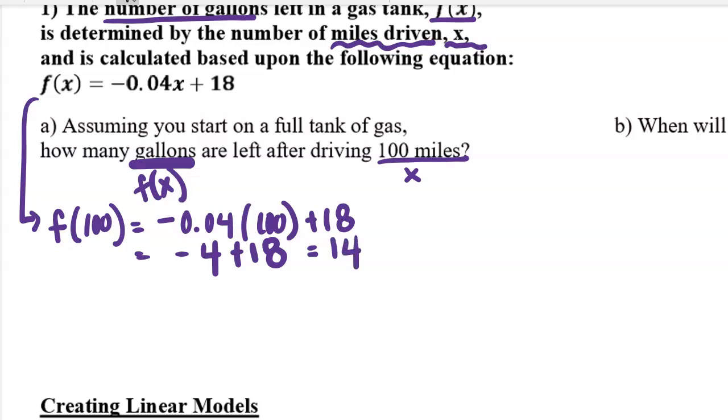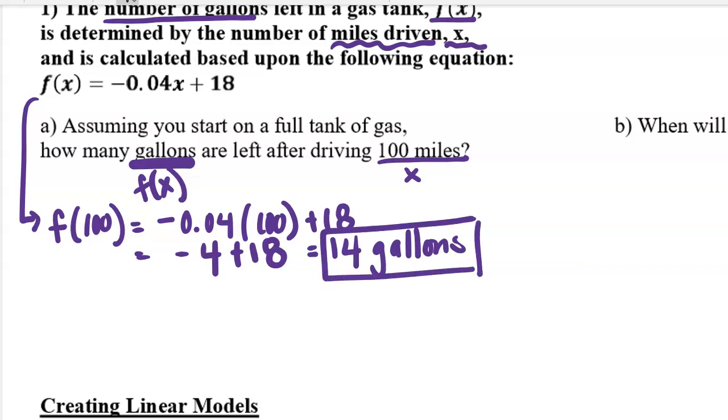14. Perfect. Okay. It's a word problem. It's an application. So we always have to have units. After driving for 100 miles, this is 14 what? Miles, gallons, what is it? Gallons. Exactly. So always, guys, have the correct unit of measurement. Okay, all right. Let's go on to do B.